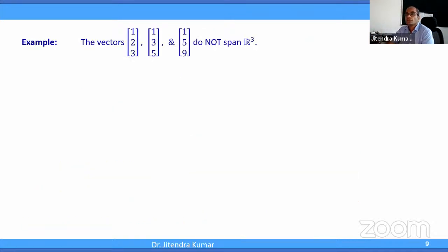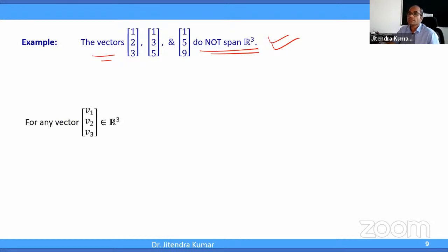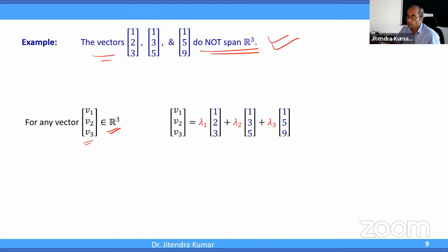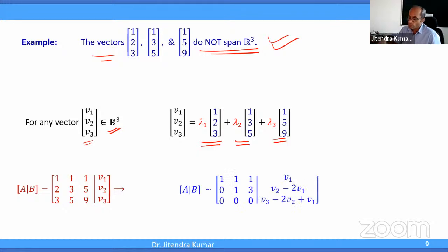Now the vectors 1, 2, 3, 1, 3, 4, and 1, 5, 9 do not span R3. This is what we will show here. Why do they not span R3? Because for any vector v1, v2, v3 from R3, if we try to write lambda 1 v1, lambda 2 v2, lambda 3 v3, what will happen when you put it into the echelon form?